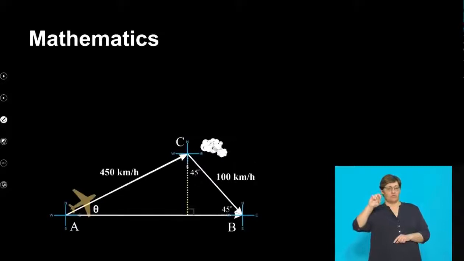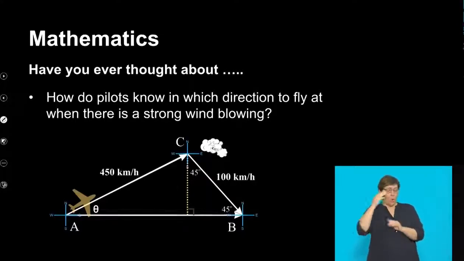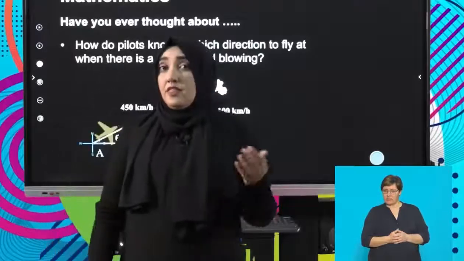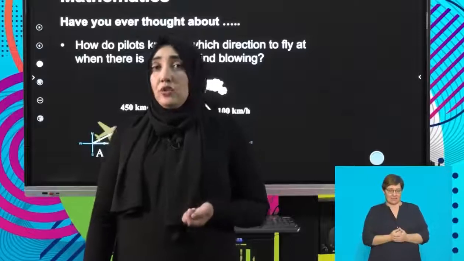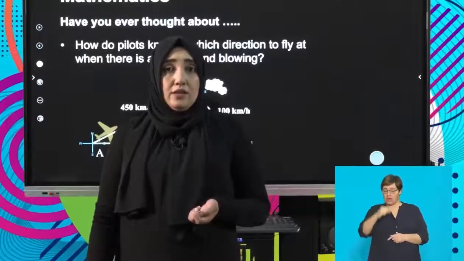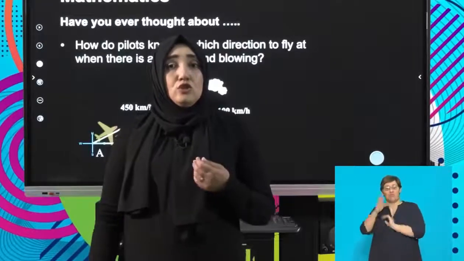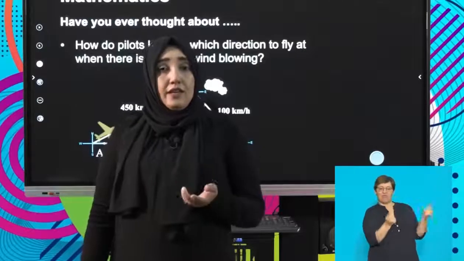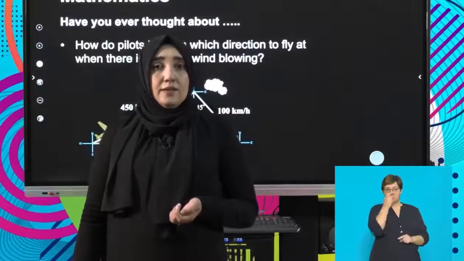Have you ever wondered how it is that pilots know in which direction to fly when there is a strong wind blowing? So, that's going to be one of the questions we're going to answer at the end of this session. We're going to look at how flight engineers will use trigonometry to draw a triangle and use some of the rules we do today to solve that triangle and find the angle at which the plane needs to fly in order to reach its destination.